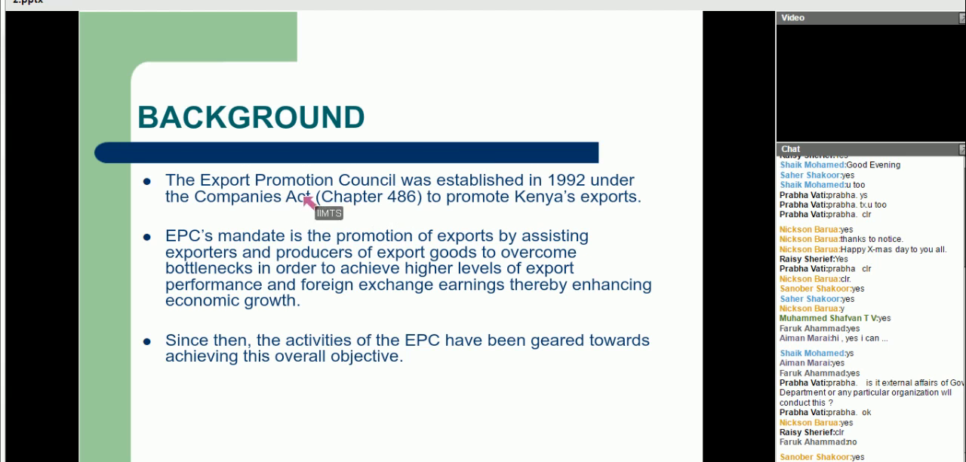Background. The Export Promotion Council was established in 1992 under the Companies Act. Now, this PPT is related to the country Kenya, that's why they have mentioned the name of Kenya. So, under the Companies Act, Chapter 486, to promote the exports of Kenya. The EPC's mandate is the promotion of export by assisting exporters and producers of export goods to overcome bottlenecks. Do you know what we mean by bottlenecks? It's a very popular term, bottleneck.